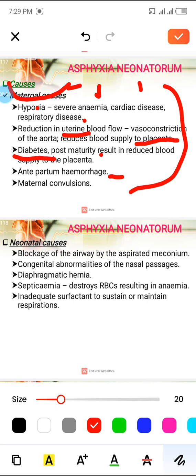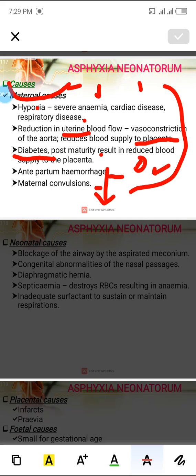Even maternal convulsions, it's the same. Maternal convulsions also reduce oxygen. So all these will reduce O2, okay? If you look at O2, all these are reducing O2. That's what we look at.